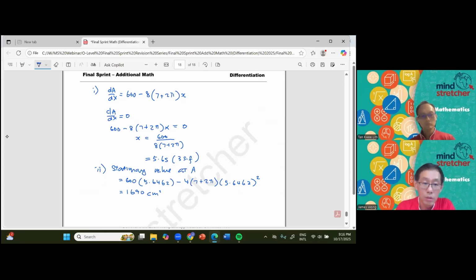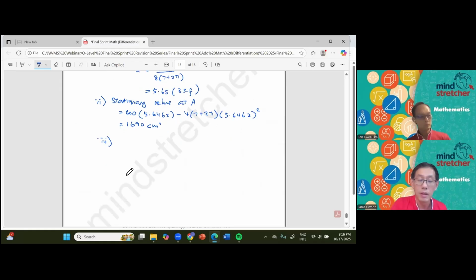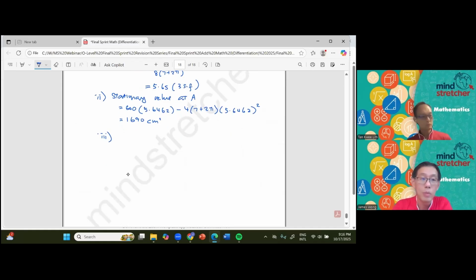So part 3, I want to determine whether it is going to be a maximum or minimum. In this case, which one would you like to use, the first derivative or second derivative test? I'm sure many of you would choose the second derivative test.